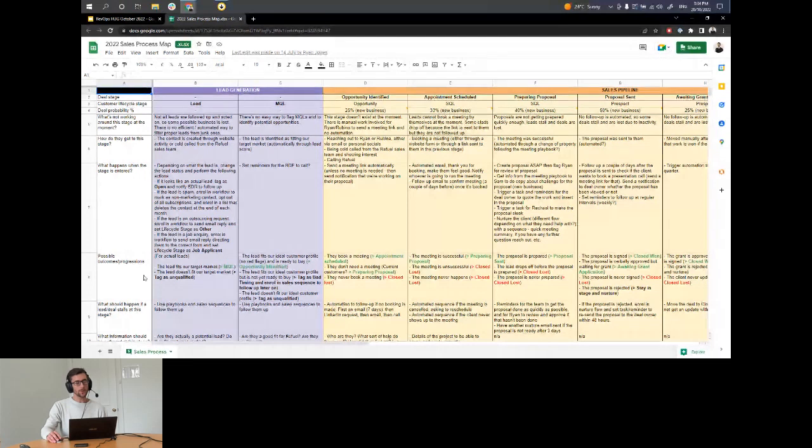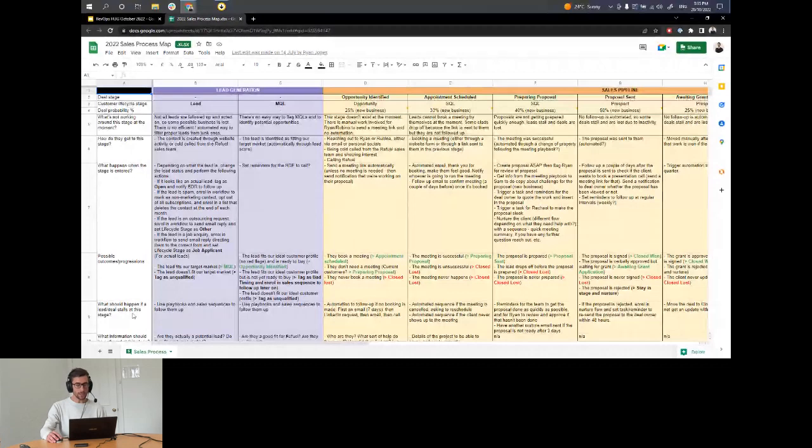Then you've got the possible outcomes and progressions. So what are the possible outcomes from entering the stage? Usually you'll always have one outcome is they go to the next stage, and one outcome is they either stall or they are closed lost. Depending on what your customer journey looks like, you may skip a stage depending on what happens. So it's important to really map that out and try to identify every single possibility so that you can prepare for it and you can organize yourself for it.